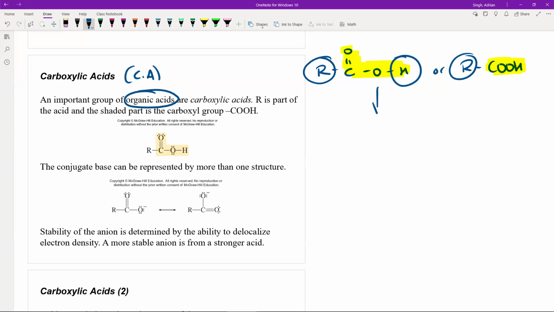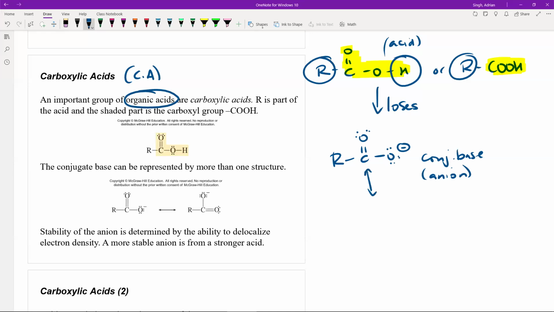Now, when this loses an H plus, this is your acid, we end up with a conjugate base. Okay, and the conjugate base is going to be RCOO with a minus charge on it. So that's a conjugate base. And this all obviously is an anion as well. And because now we have this double bond here with our lone pairs remaining on each of these oxygens, this can actually exist in another Lewis structure where the double bond is on the right side, like so. Right, and you probably remember this from Gen Chem 1. This is called resonance structures.